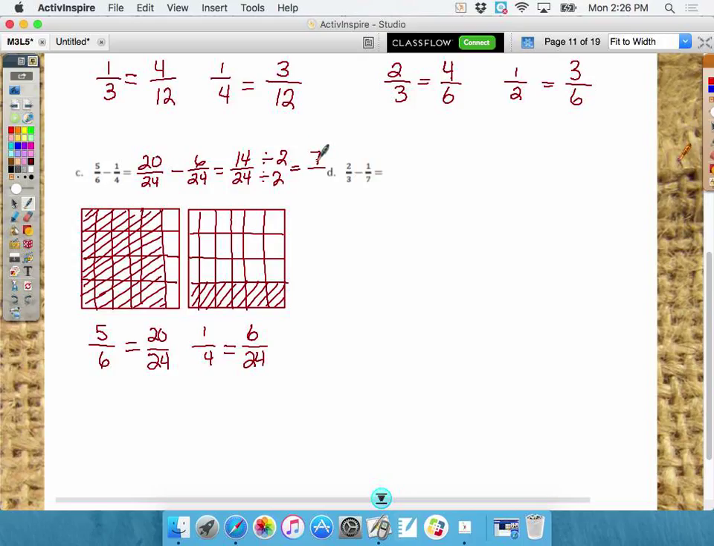14 divided by 2 is 7, and 24 divided by 2 is 12. I know that's simplified now. How do I know? 7, what's 7? A prime number.